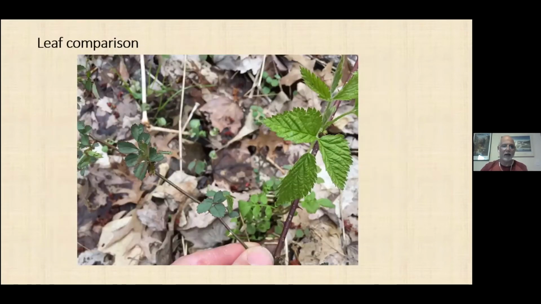Here's a side-by-side, not the best comparison. The Multiflora Rose on the left is still kind of small. See the oval serrated, and the blackberry leaf is pointed.